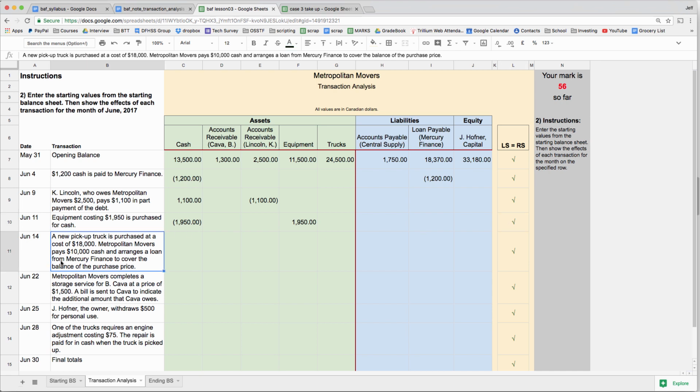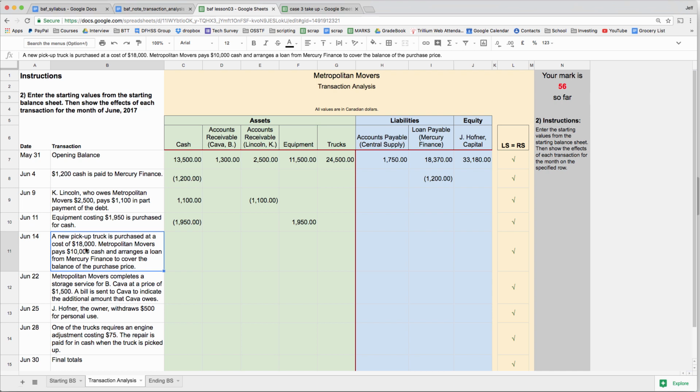This one, a bit harder. More than 2 accounts will be affected, right? A new pickup truck is purchased at a cost of $18,000. Metropolitan Movers pays 10 grand cash and arranges a loan from Mercury Finance to cover the rest. Okay, let's look at that again. So we're buying a truck.